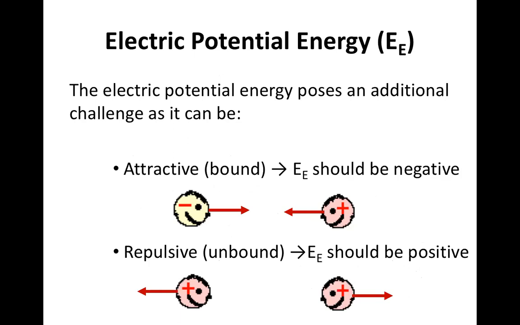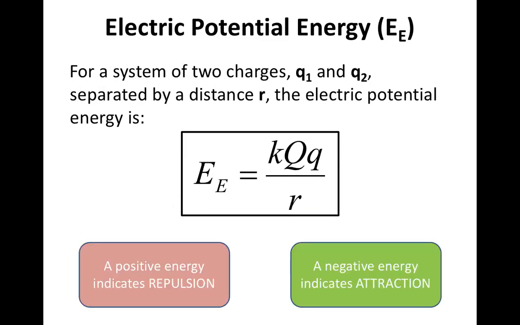Electric potential energy can be attractive, and then EE is negative, or repulsive, and EE should be positive. I guess I should say the force could be attractive. The FE force could be attractive or repulsive, and that means EE is negative or positive, depending on whether we have opposite charges or same charges.